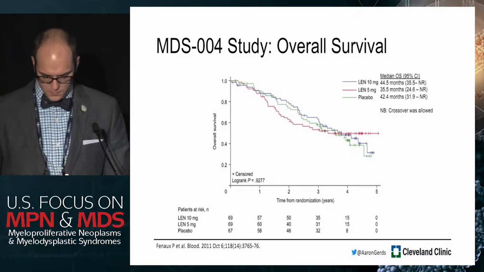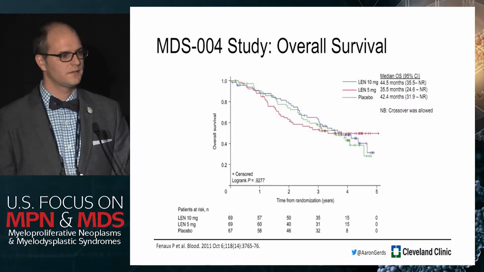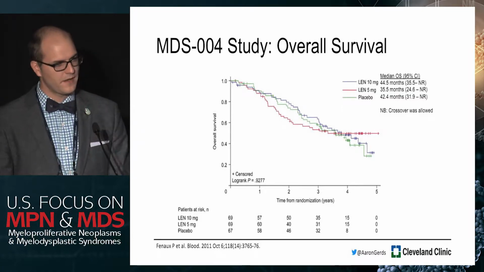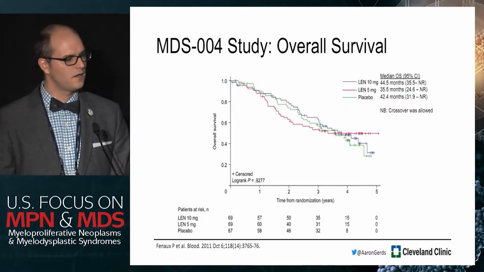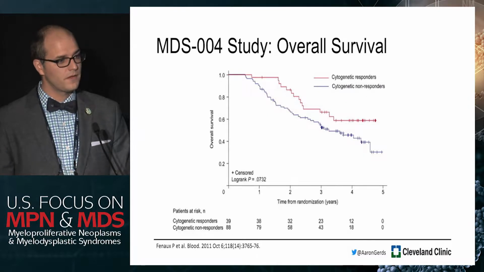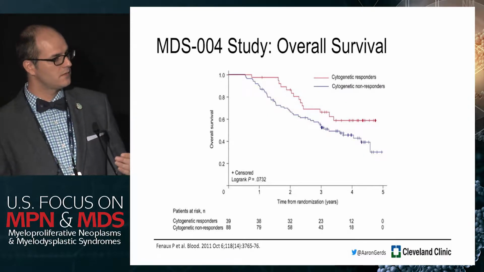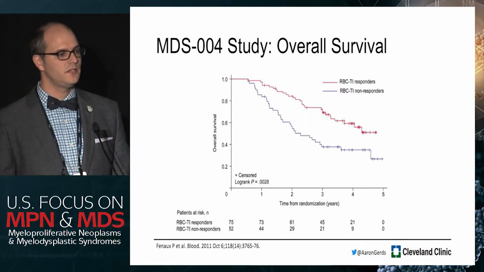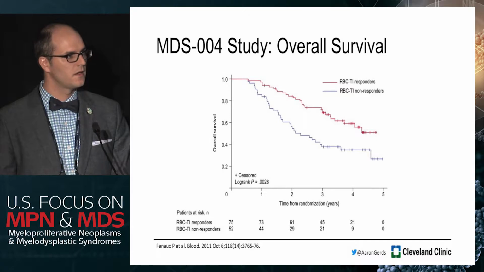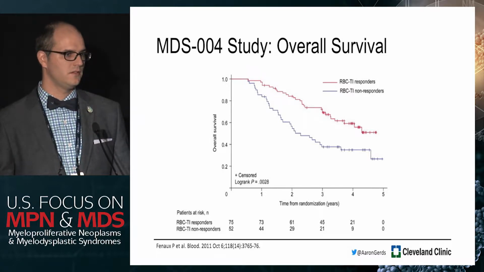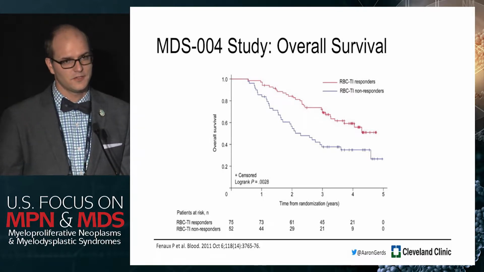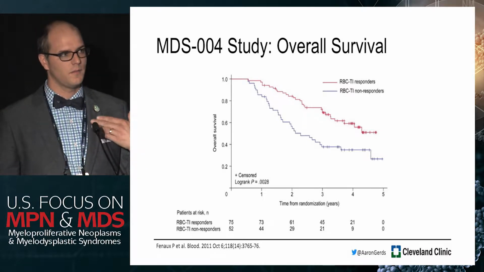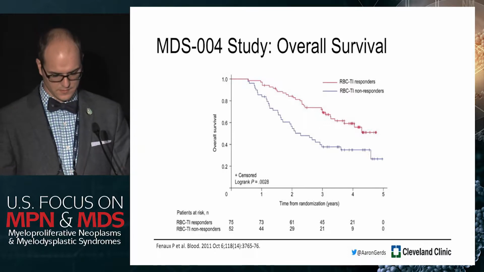So survival was not different amongst the different arms of this particular study. The lenalidomide 10, 5, and placebo curves here all overlap. But those who had a cytogenetic response had a better overall survival, as well as those who achieved red cell transfusion independence. So certainly some disease modification effect there, no matter what your definition of disease modification. We're seeing changes in cytogenetics, we're seeing improvement in quality of life, and we're seeing some survival benefit.